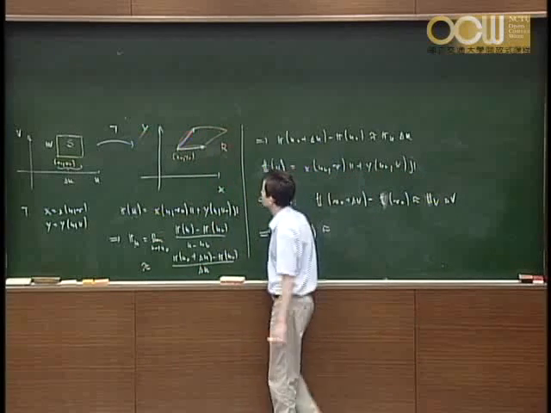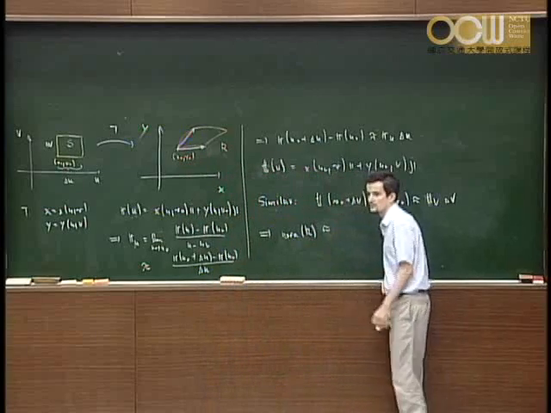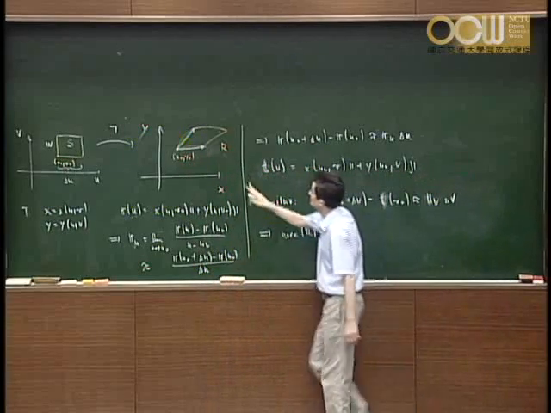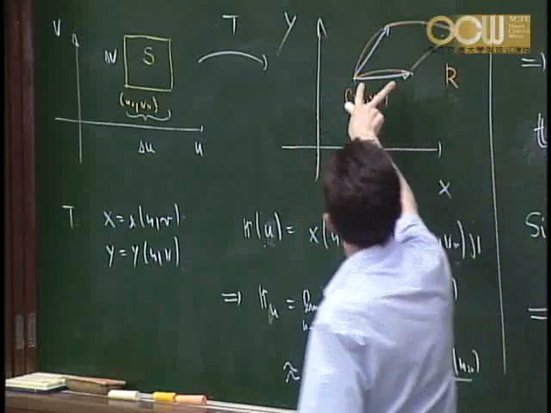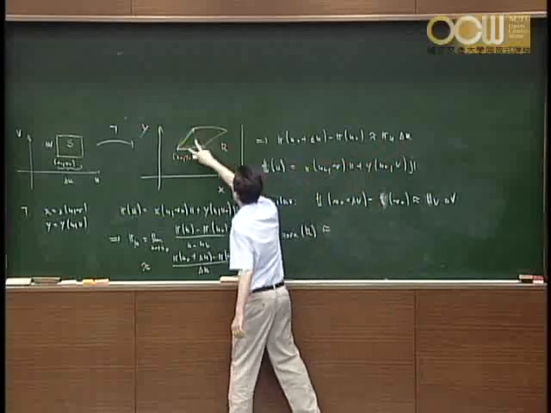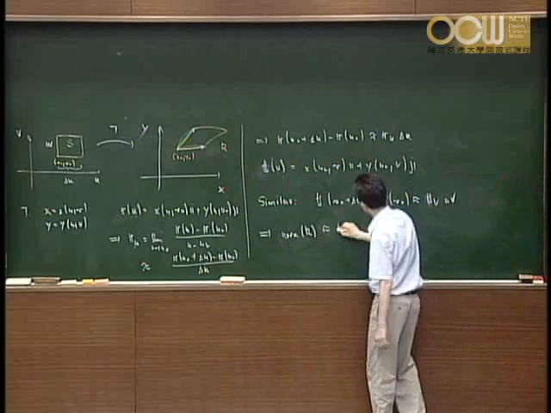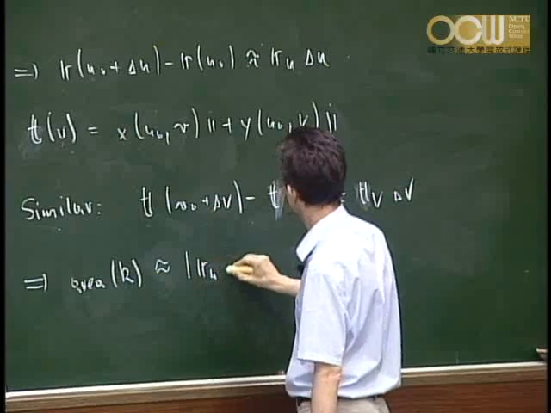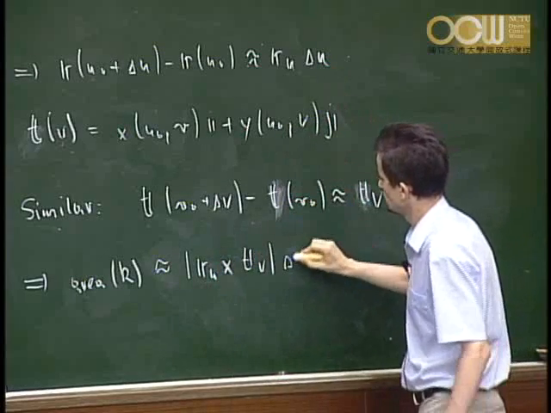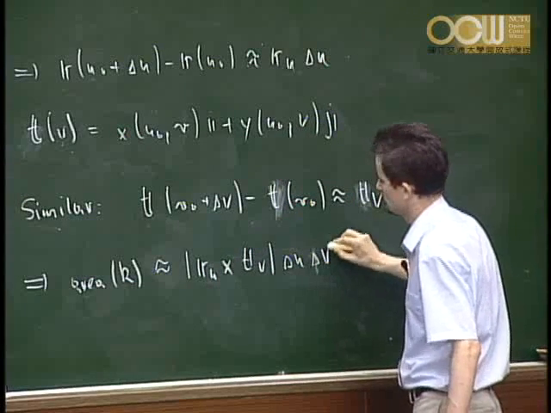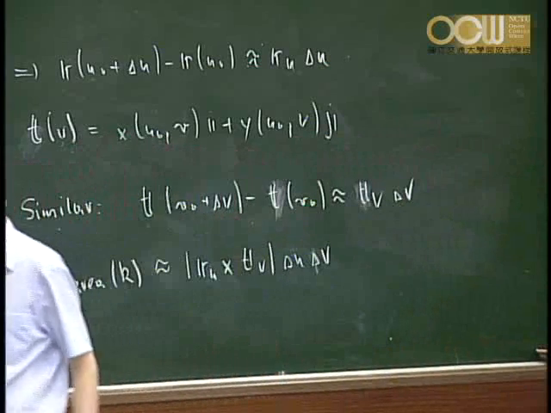But the area of the parallelogram spanned by those two vectors is given by the absolute value of the vector product between those two vectors. The length of this one is roughly this one, and the length of this one is this one. So this will be roughly the length of R_U vector product T_V times delta U delta V.